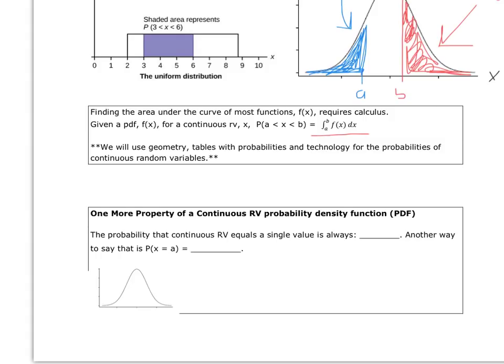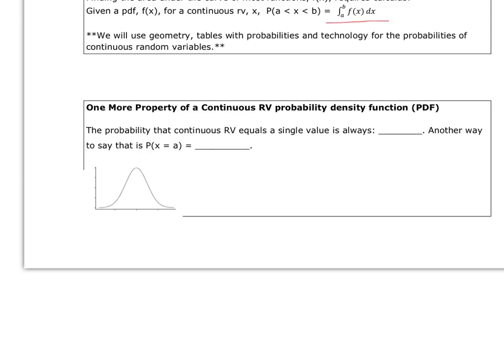Okay, I want to look at one more property of continuous random variable PDFs, and that is that the probability that a continuous random variable equals one single value is always, and this may be a mystery what this might be, it's actually always 0. Another way to say that is the probability that x equals a, some single value, is equal to 0. And let's think about why that's the case, keeping in mind that probability is area.